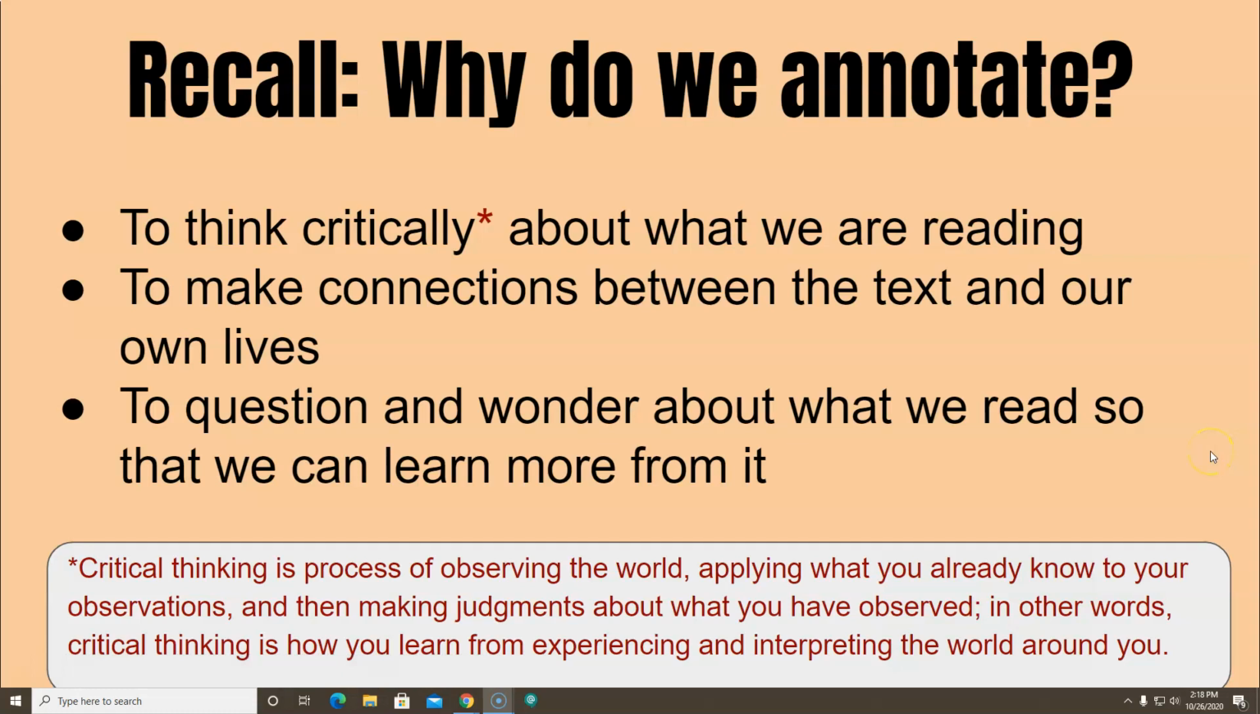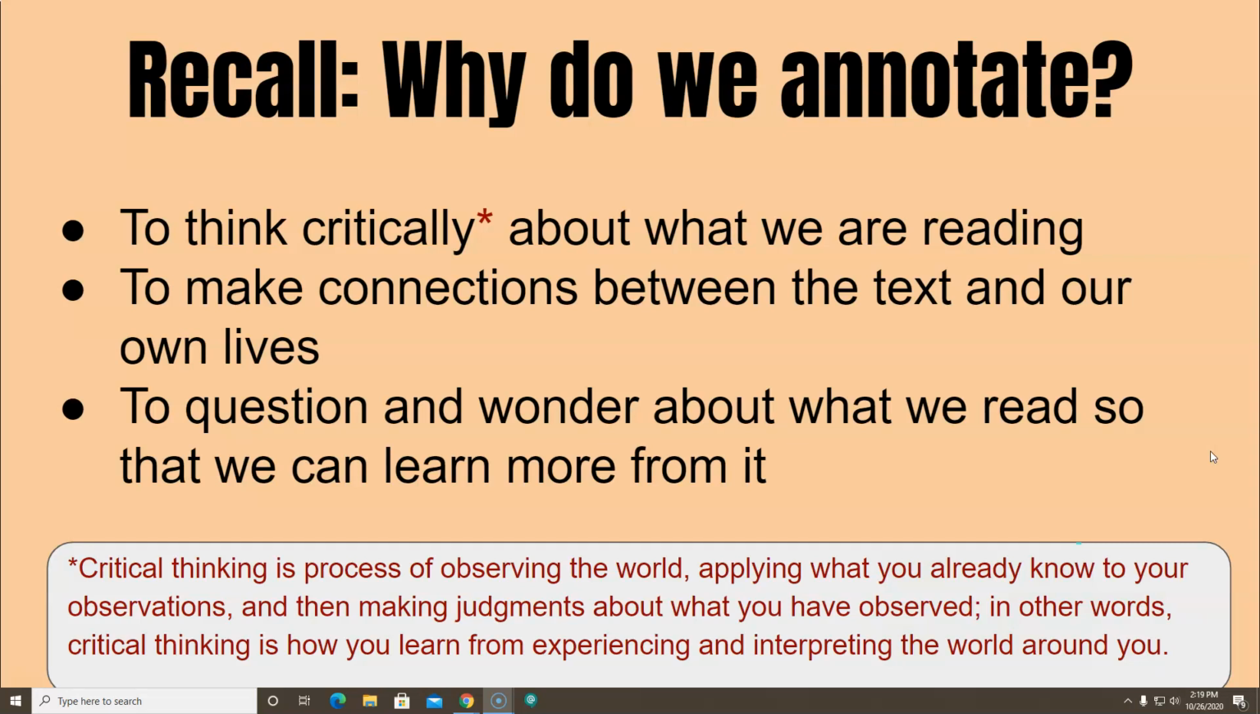If you recall, one, we want to think critically about what we are reading. I put the little asterisk behind critically so that you know to look at the bottom, if that's confusing to you. At the bottom it tells us critical thinking is a process of observing the world, applying what you already know to your observations, and then making judgments about what you have observed. In other words, critical thinking is how you learn from experiencing and interpreting the world around you.